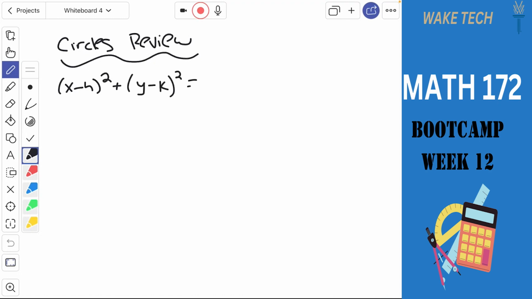(x minus h) squared plus (y minus k) squared is equal to r squared. The two characteristics we can identify from this are the center, it's at the ordered pair (h, k).